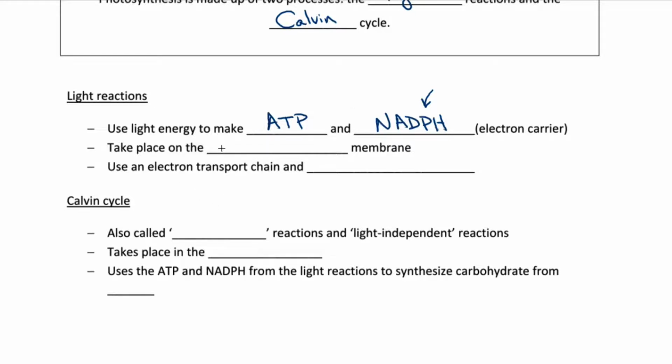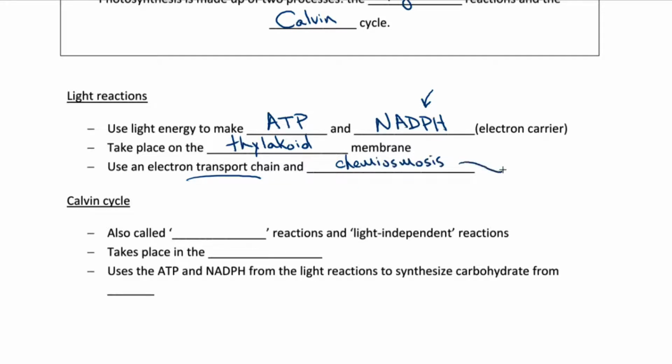The light reactions take place on the thylakoid membrane, and they use an electron transport chain. Remember, in cellular respiration, there was an electron transport chain in the mitochondrion on the mitochondrial inner membrane. Here we have an electron transport chain on the thylakoid membrane. And just like in cellular respiration in the mitochondrion, here in photosynthesis in the chloroplast, the electron transport chain is used to pump protons, and a process of chemiosmosis is used to make ATP.